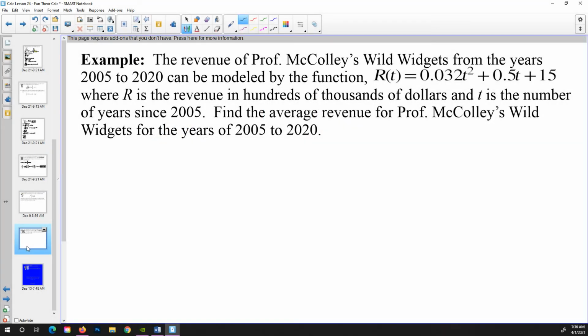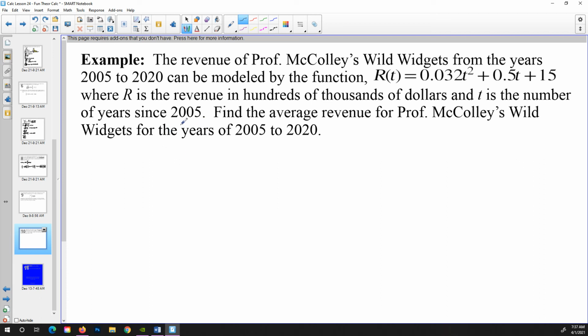Example. The revenue of Professor McColley's Wild Widgets from the years 2005 to 2020 can be modeled by the function r of t is equal to 0.032t squared plus 0.5t plus 15, where r is the revenue in hundreds of thousands of dollars and t is the number of years since 2005. Find the average revenue for Professor McColley's Wild Widgets for the years 2005 to 2020.